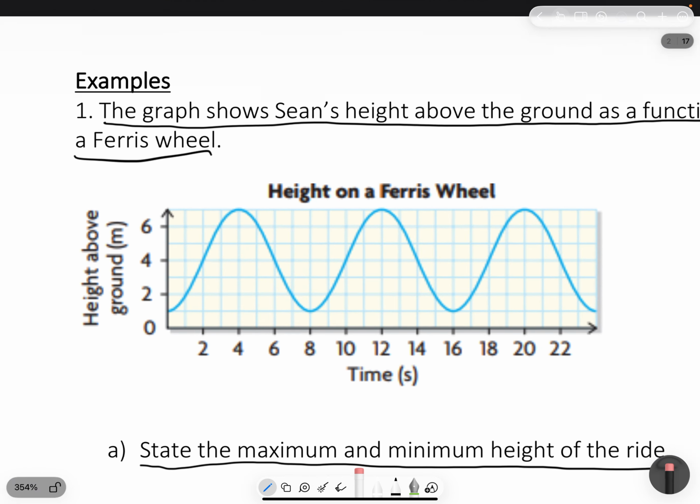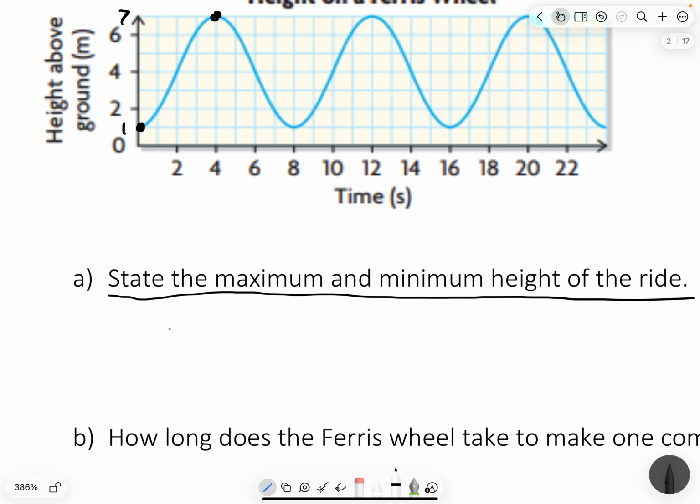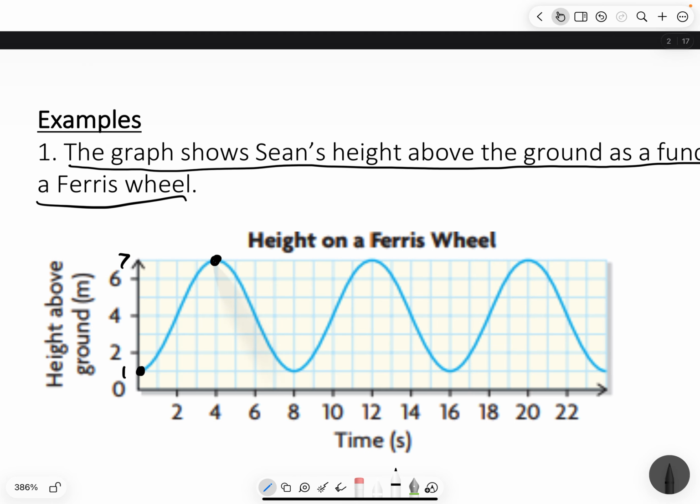Here we can see that the minimum value of the graph is at 1 and the maximum value of the graph is at 7. Right, I'll write that down here. This is because the maximum value our graph ever touches is going to be 7 meters, and the minimum value our graph ever touches is going to be 1 meter.